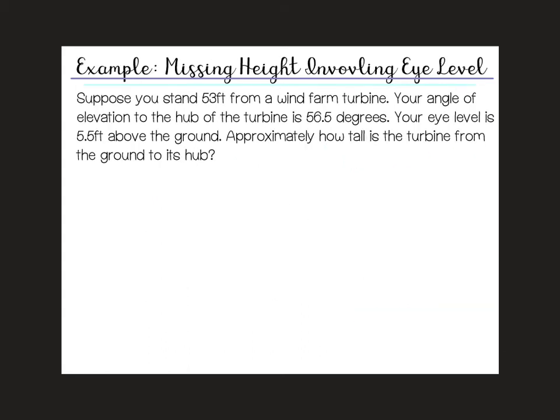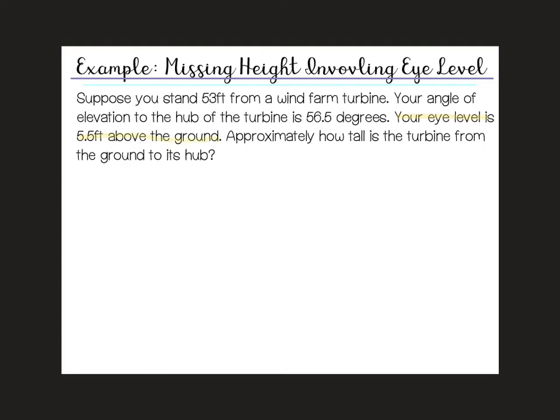So the next two are a little more challenging, and they involve an extra step before you begin solving or after you solve. So these are not going to be types that are on the assignment, but they are something that you should be familiar with. This one says, suppose you stand 53 feet from a wind farm turbine. Your angle of elevation to the hub of the turbine is 56.5 degrees, and your eye level is 5.5 feet above the ground. So for now, I am going to exclude this information, and I'll show you what you do with it at the end.